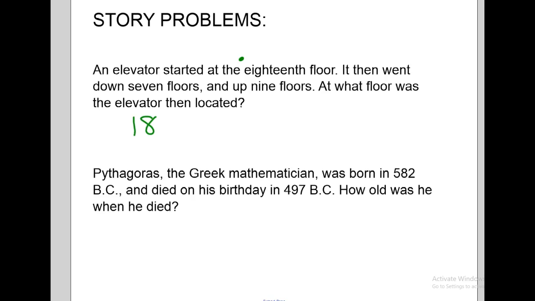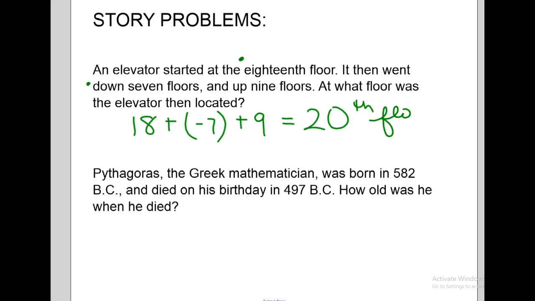It went down 7 floors. So what do you think we're going to make that? It went down, so we're going to make that -7. And then it went back up 9 floors. Should we make that a positive number or a negative number? Yeah, positive. All right, now let's put them together. And so what floor are they going to be on? They're going to be on floor 20. So you would answer this and say the 20th floor. Very nice. Okay, let's go down here.